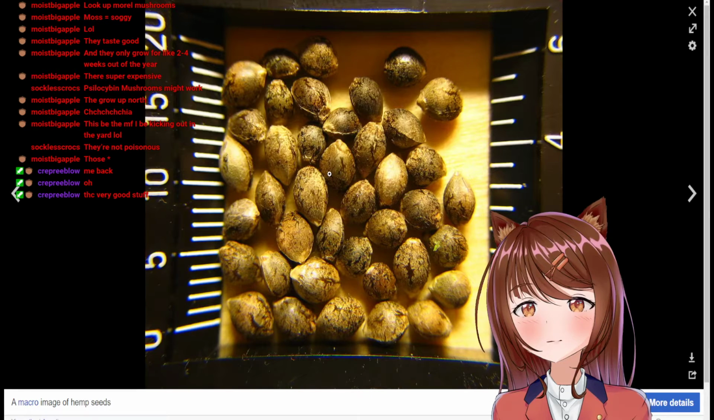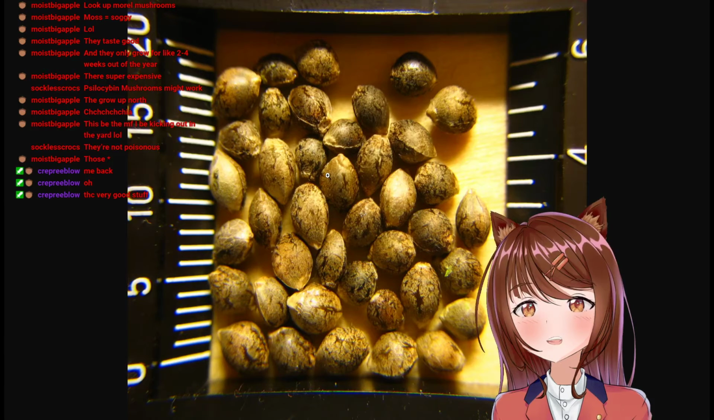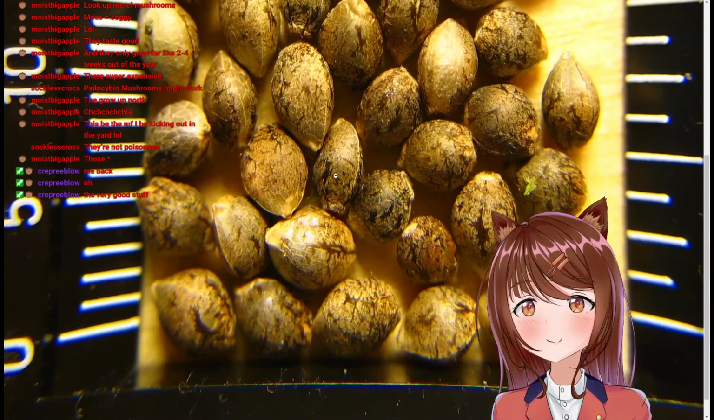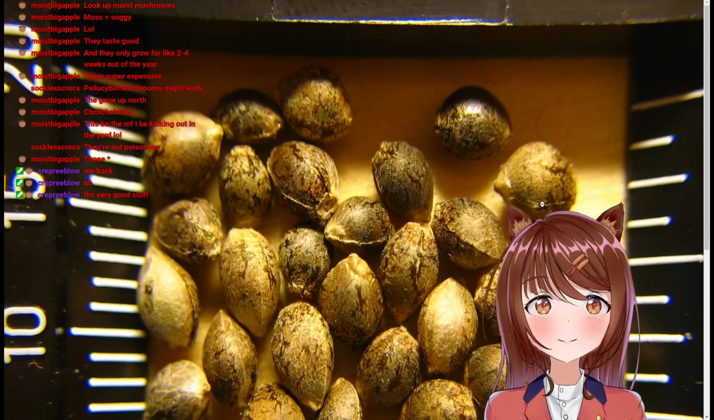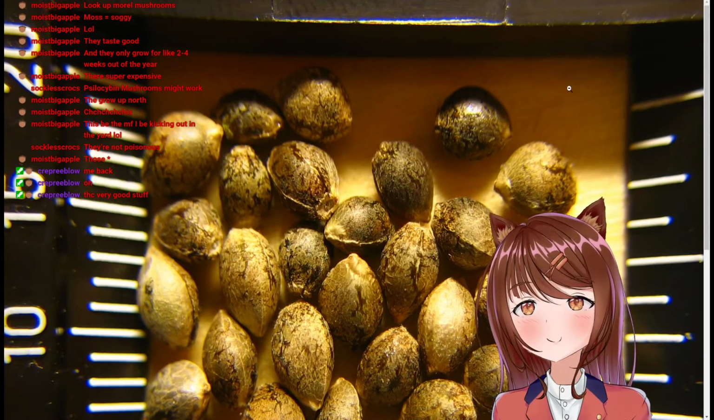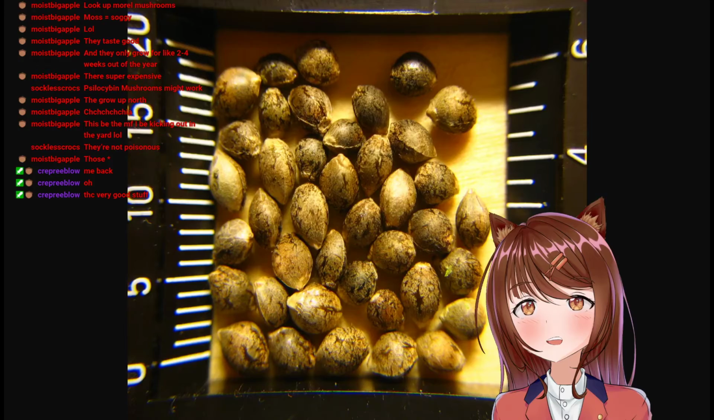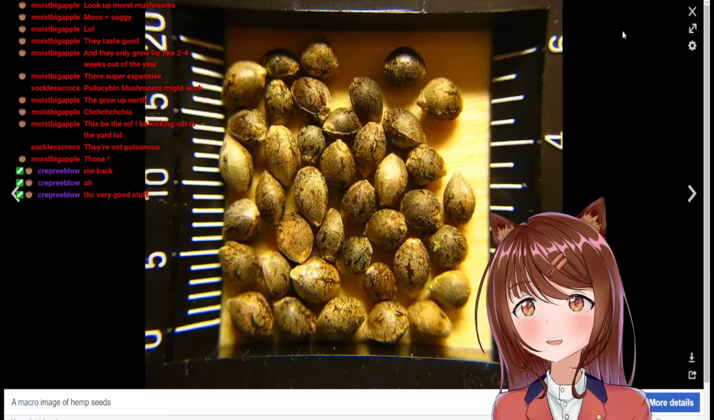Macro image of the hemp seeds. Big zoom on these seeds. Whoa. What pretty seeds. I gotta go back. Okay. Whoa.